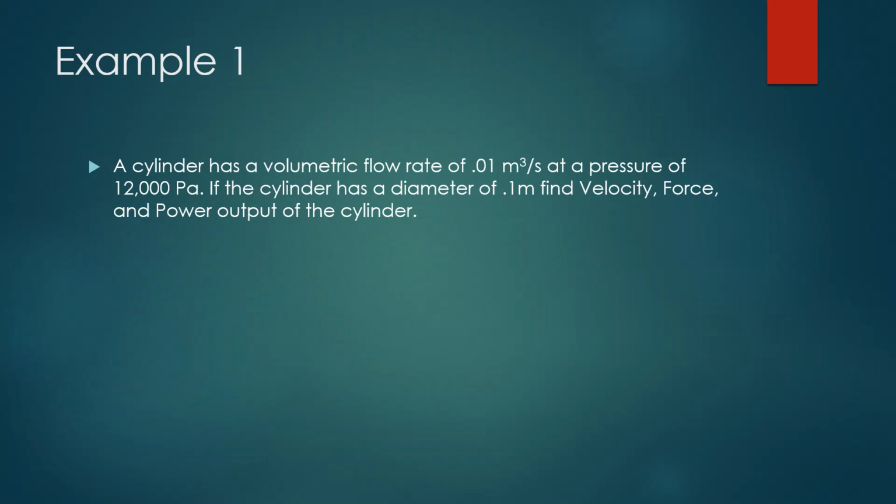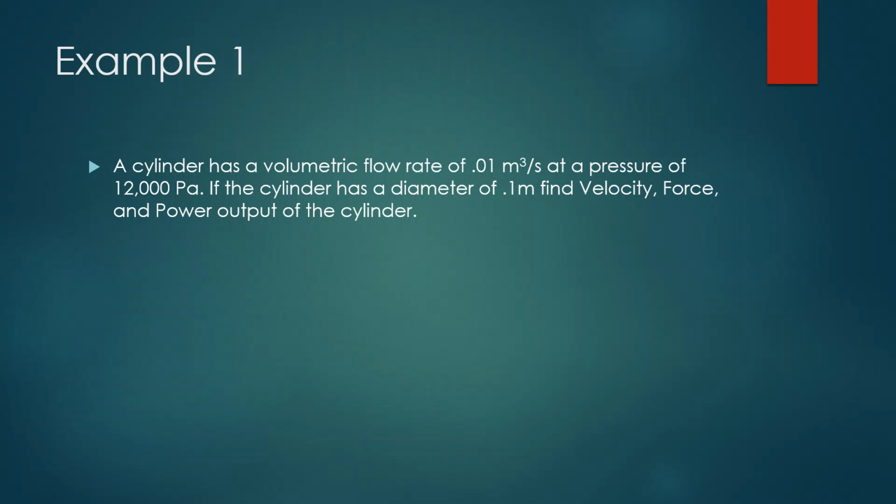All right. So let's look at a couple of examples here. We have a cylinder with a volumetric flow rate of 0.01 meter cubed per second. So we're working in SI units here, and a pressure of 12,000 pascals. If the cylinder has a diameter of 0.1 meter, find the velocity, force, and power output on the cylinder.